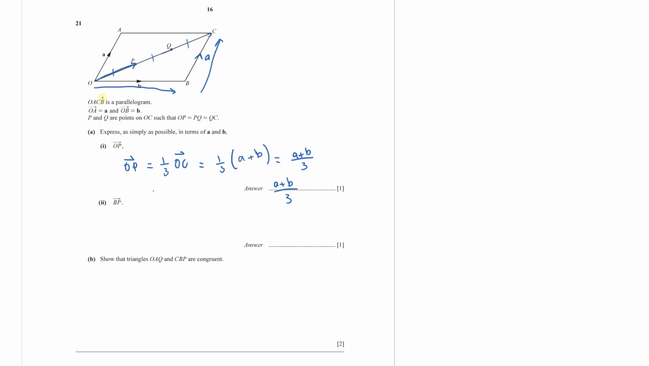Part 2 is you have to find BP. So let me quickly erase this. So BP is which vector? BP is this, right?